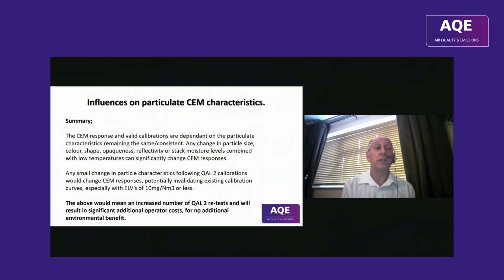So to summarize the influence on particular continuous emission monitor characteristics, the SEM response and valid calibrations are dependent on the particle characteristics remaining the same, consistent. Any change in particle size, color, shape, opaqueness, reflectivity, or stack moisture levels combined with low temperatures can significantly change SEM responses. Any small change in particulate characteristics following quality calibrations will change continuous emission monitor responses, potentially invalidating existing calibration curves, especially with emission limit values of 10 milligrams or less.